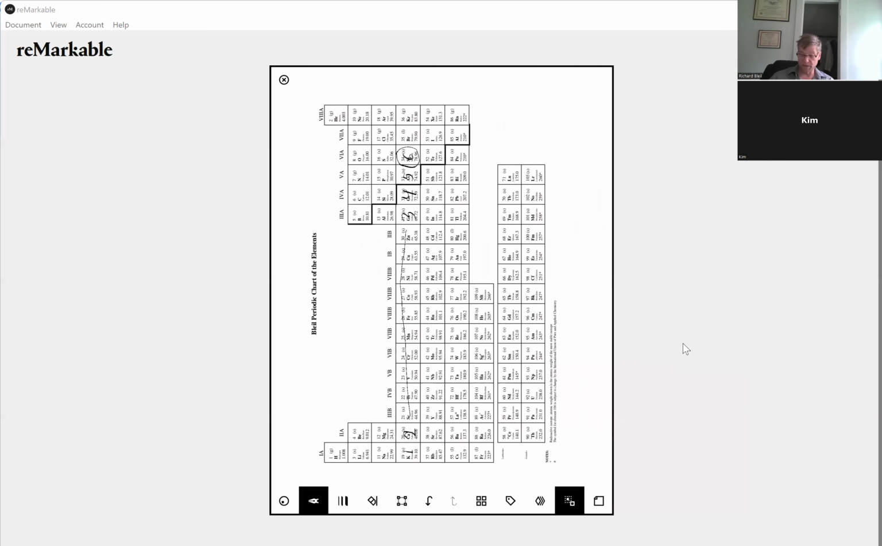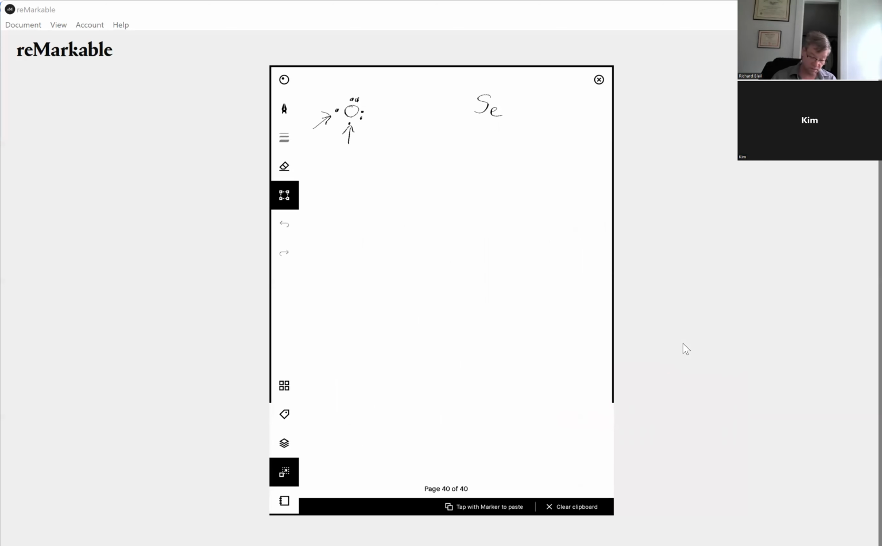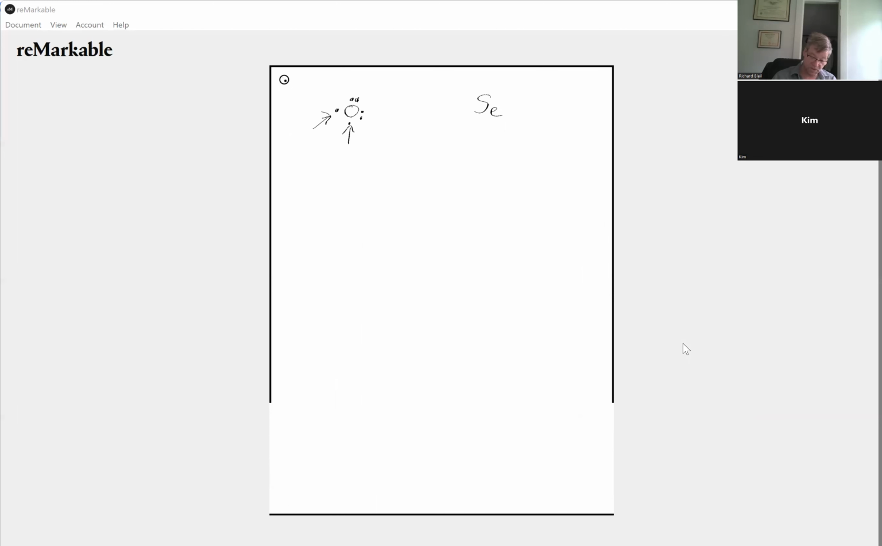So selenium is going to look very similar to oxygen. We're going to put 6 electrons around selenium, just like that. Is that fair? Doesn't look very similar, does it? I mean, the unpaired electrons are in very different locations. Well, one is in the same location, the other one is not.